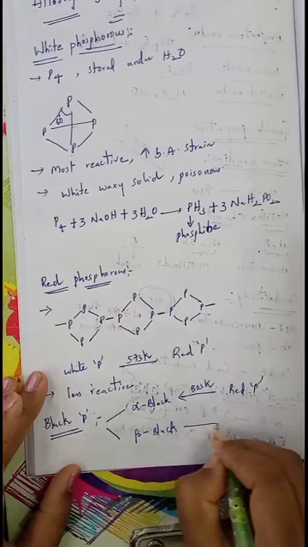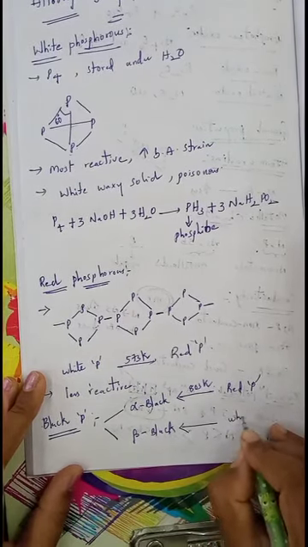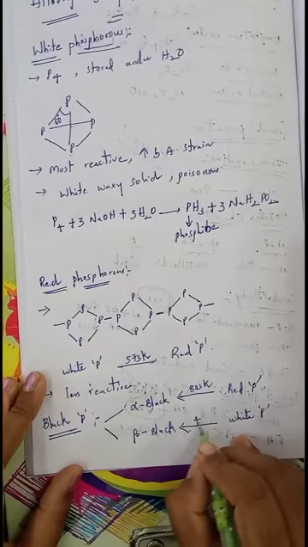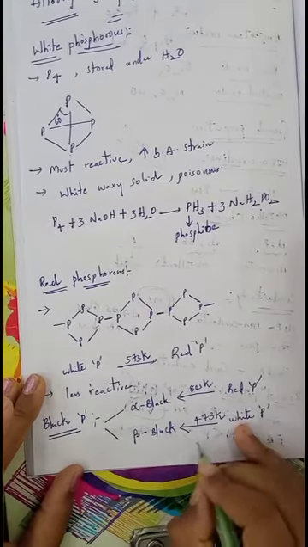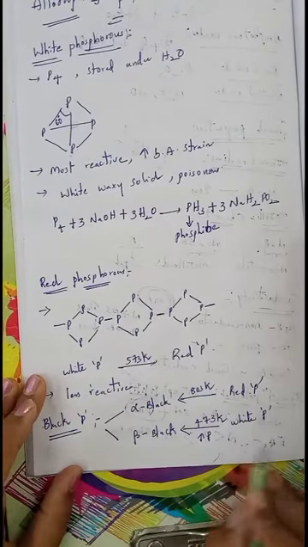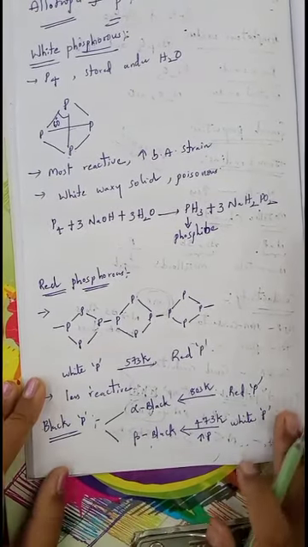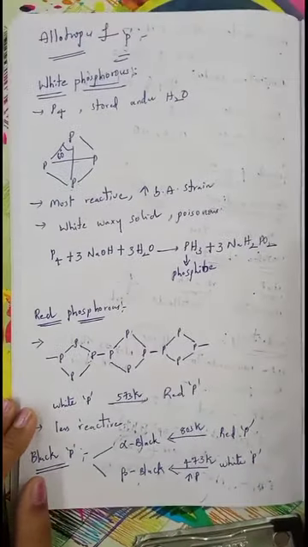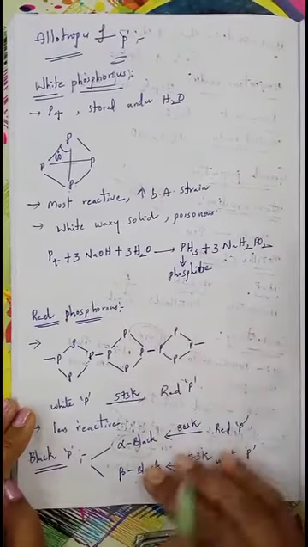Next, beta black phosphorus is obtained from white phosphorus. When white phosphorus is heated at 473 Kelvin under high pressure, it can be converted into beta black phosphorus. So that is about the allotropic forms of phosphorus. Among all these allotropic forms, white is more reactive than red, which is more reactive than black.